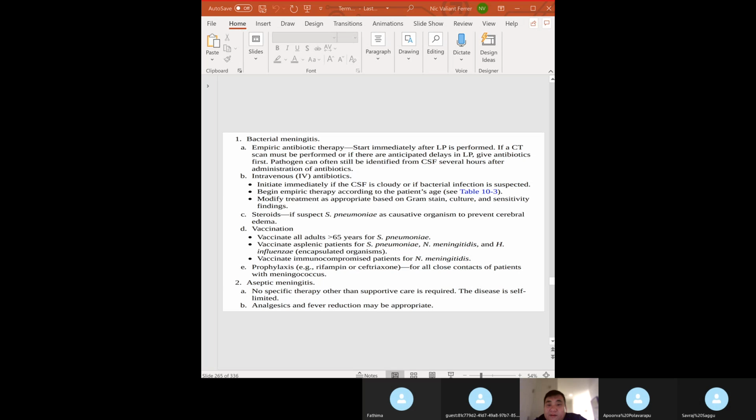They're not going to put rifampin because they already know that rifampin is a prophylactic medication. They're going to put ceftriaxone. So don't forget, both of them can be used as prophylaxis for bacterial meningitis for all close contacts of patients, right? In aseptic meningitis, there's no specific therapy other than supportive care.